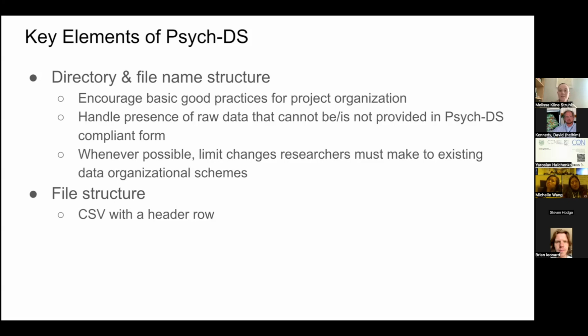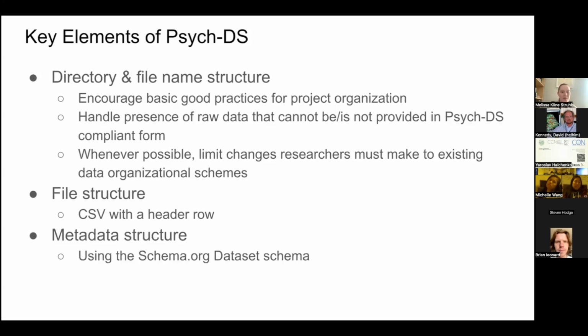In terms of the files that are inside of that data, we're going to ask them to be CSVs with a header row. Nothing particularly revolutionary here, but also not what many people are going to be starting out with. And then the metadata structure, again, we strive to avoid reinventing the wheel where possible. We're using the schema.org dataset schema. And then we are going to be implementing the LinkML schema, which we'll show you a little bit of here.